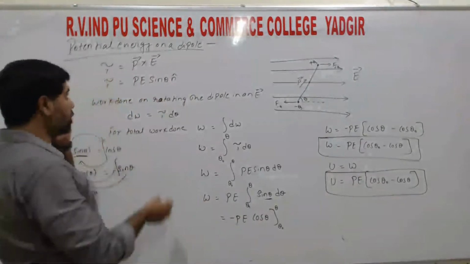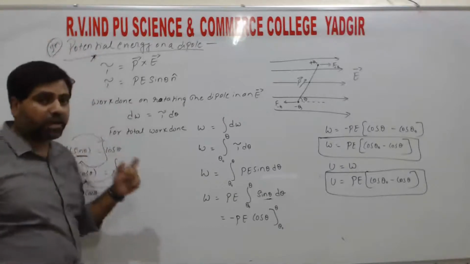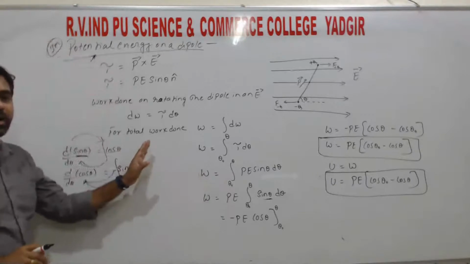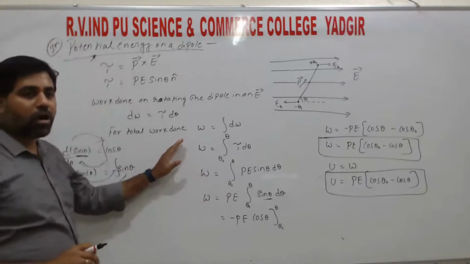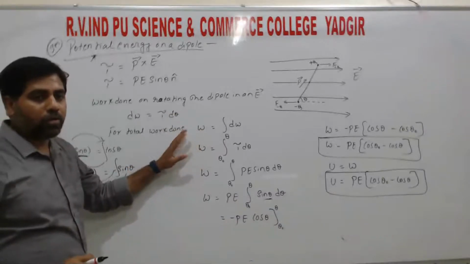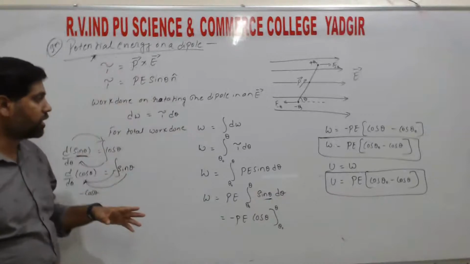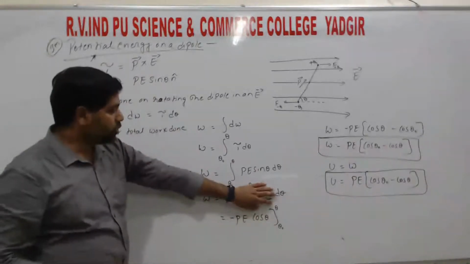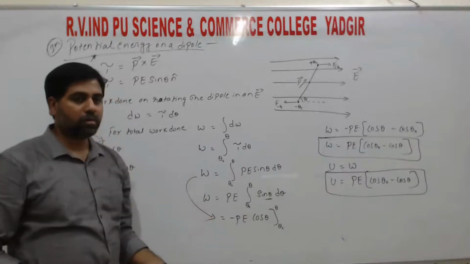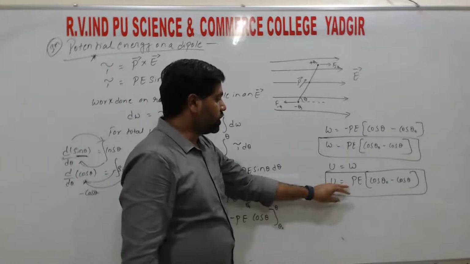Very important: in 2019 they asked this. Either they ask the relation between electric field and electric potential, or they ask for the potential energy of a dipole. So these are the steps. You can neglect this step and jump directly from here to here. Next, by applying the limits, this gives the potential energy.